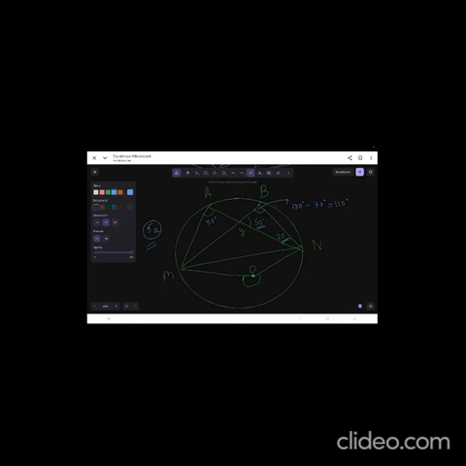Now see, consider this one. If you consider this one, one angle at the center, yes or no? One angle at the center, and the other angle is at the circumference. So what will be this?